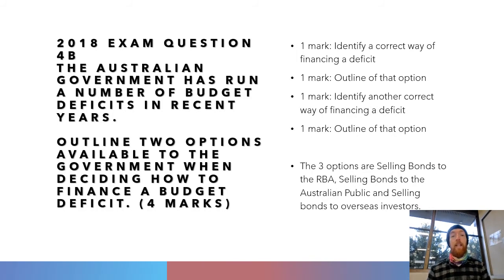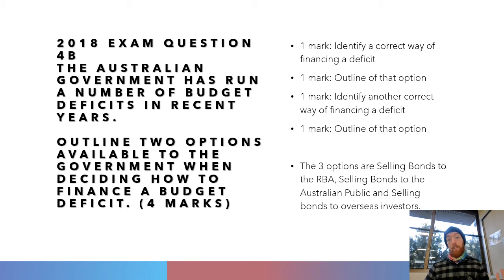Last thing we're going to look at is the 2018 exam. The Australian government has run a number of budget deficits in recent years and outlined 2 options available to the government when deciding how to finance a budget. So apparently this was done really poorly in 2018.